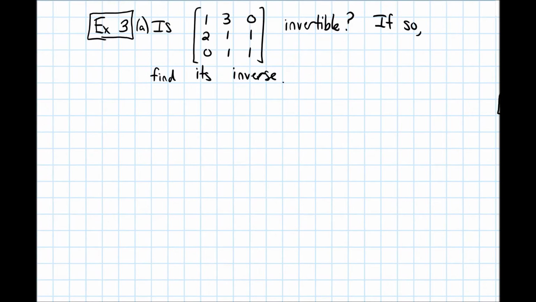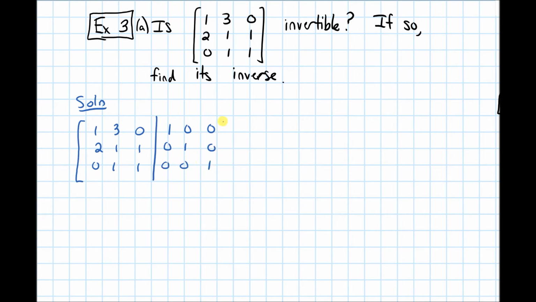Okay, so here is the example. Part A says, we have this matrix. First off, is it invertible? And if so, then find its inverse. Okay, so let's solve this. What I do first, according to my algorithm, is I write my matrix 1 3 0, 2 1 1, 0 1 1. I put that on the left-hand side of the augmented bar, and on the right-hand side I write the identity. So 1 0 0, 0 1 0, 0 0 1.